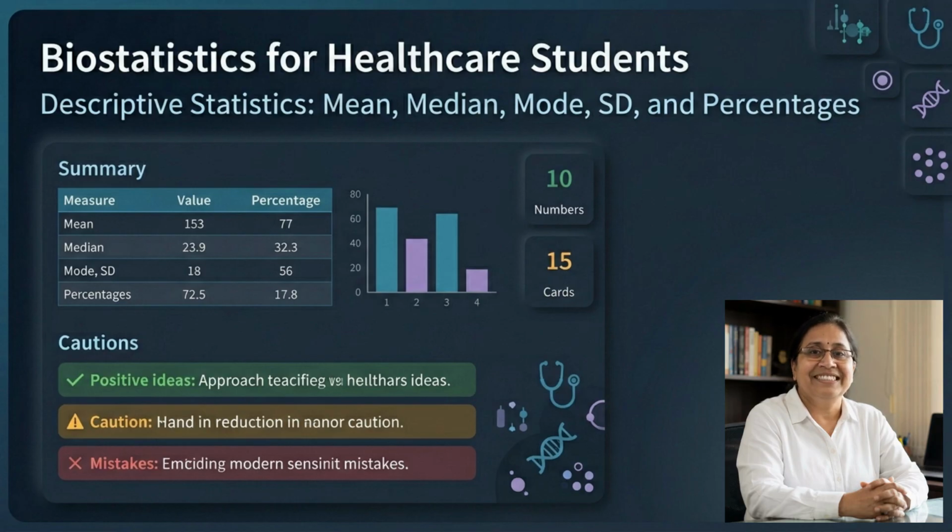So remember this simple idea. Descriptive statistics do not test big research claims. It helps us describe data clearly before deeper analysis begins. In the next video, we will move to a new topic, what a hypothesis really means in research.